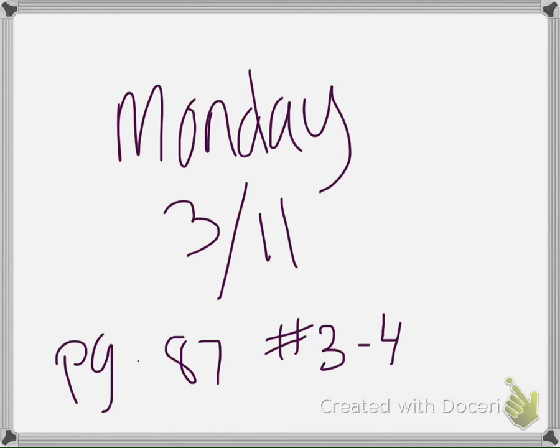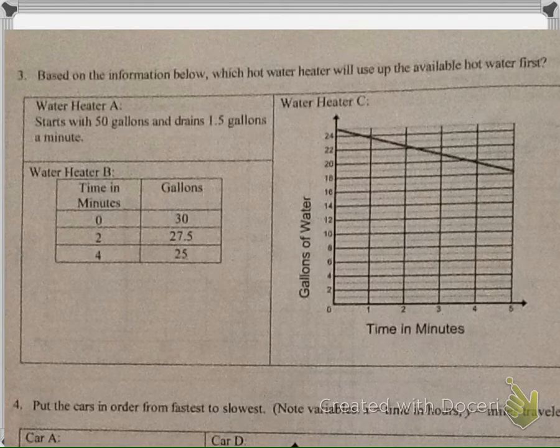You're doing page 87, number 3 to 4 in your functions book. You should have already tried to complete the homework and you're here to check your answers. So number 3 is based on the information below. Which hot water heater will use up the available hot water first? So we have hot water heater A, B, and C.